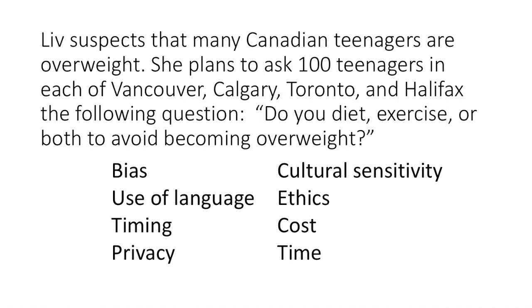All right. Liv suspects that many Canadian teenagers are overweight, so she plans to ask 100 teenagers in Vancouver, Calgary, Toronto, and Halifax the following question: do you diet, exercise, or both to avoid becoming overweight? So the one glaring thing right here immediately, at least for me, is privacy. Nobody really wants to talk to you about their weight. But also the way she's worded it is quite awkward. What if I do none of those things to avoid becoming overweight? Liv?